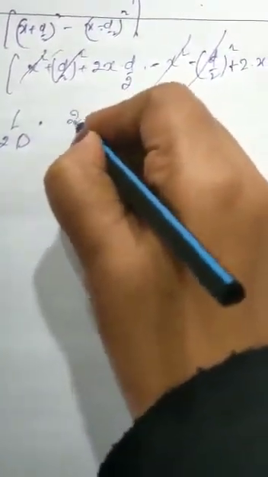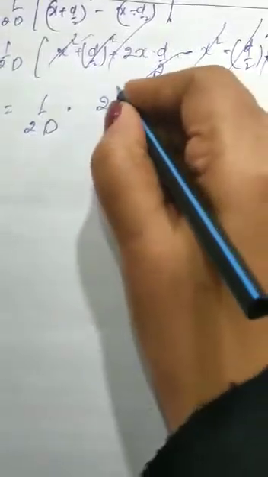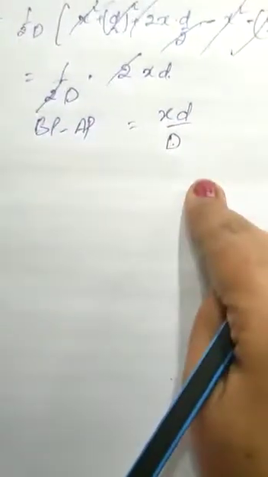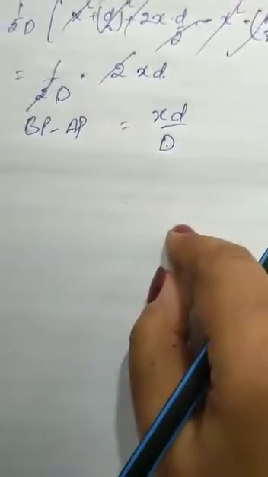This 2 will also be cancelled out, this 2 also cancels out, that becomes 2xd. This 2 will be cancelled out with this 2, and we are left with xd by capital D. So this is the path difference BP minus AP. Now this will decide either maximum is obtained or minimum is obtained.